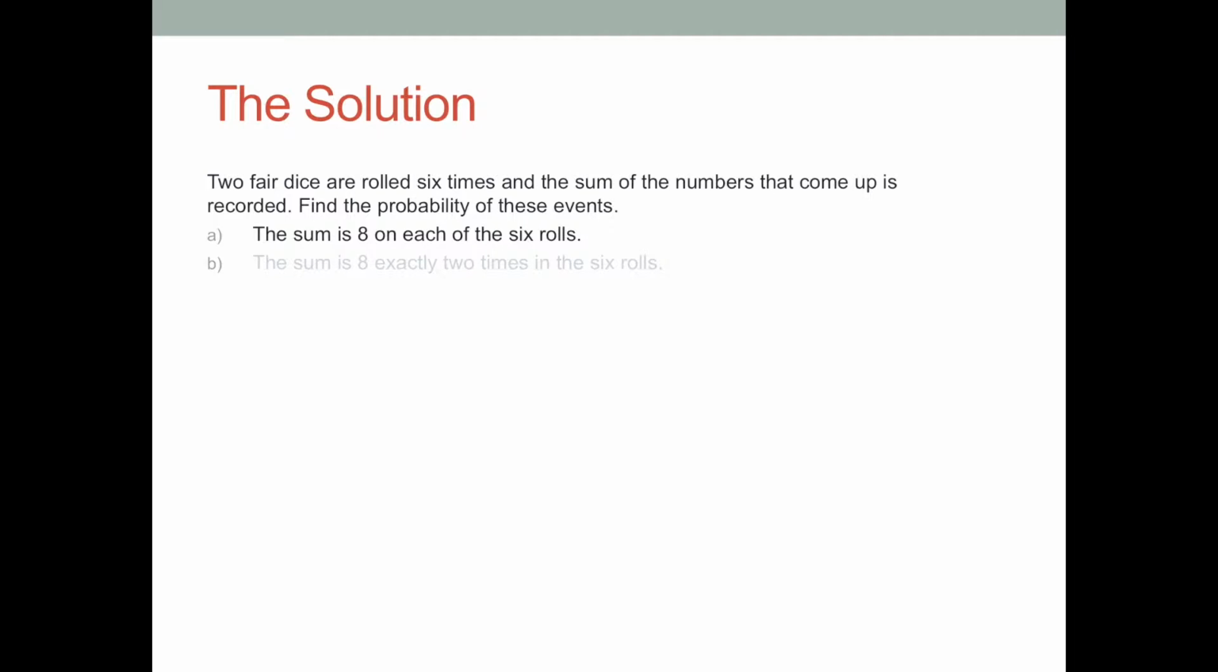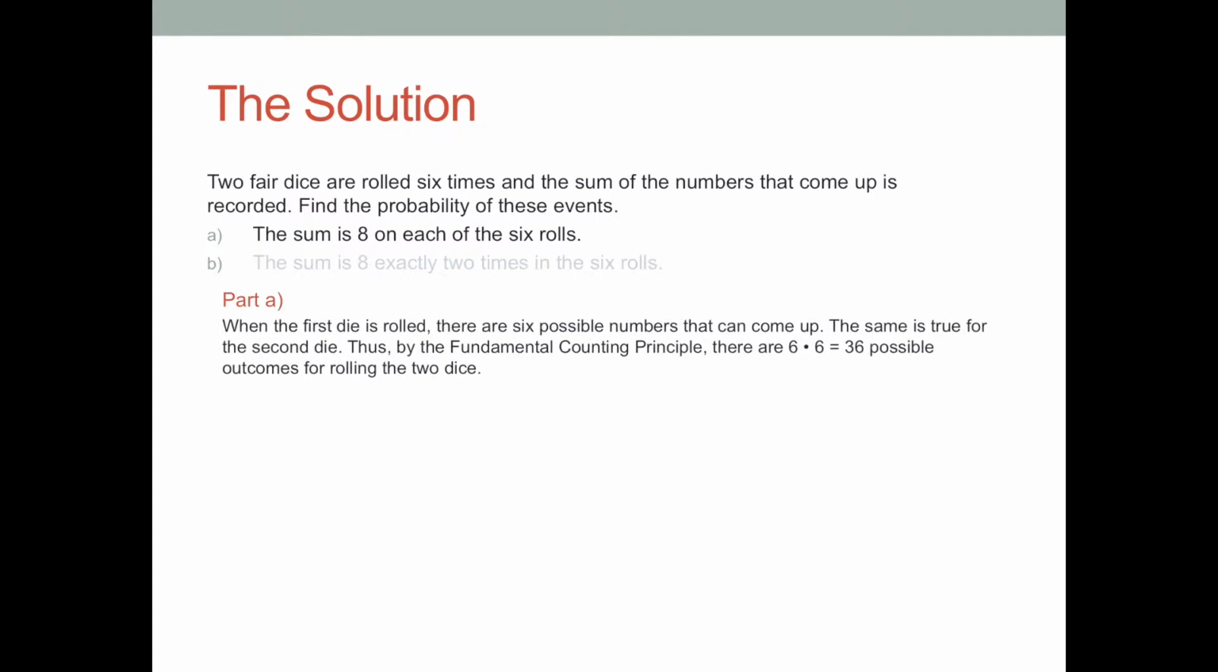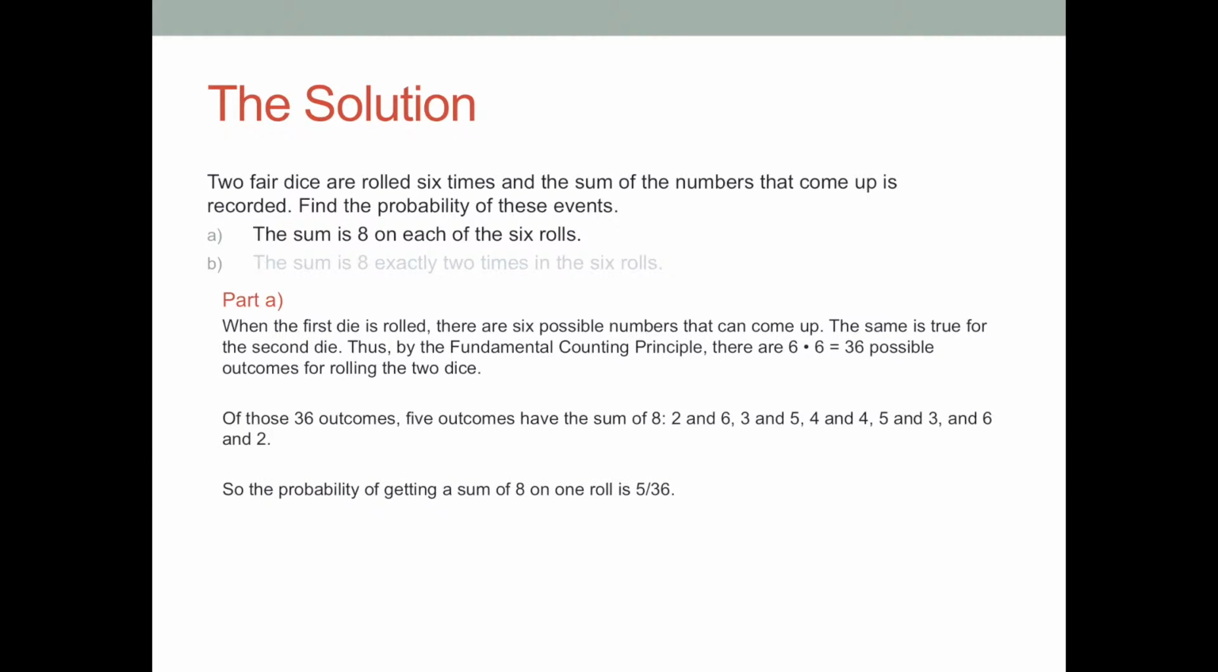When the first die is rolled, there are 6 possible numbers that can come up. The same is true for the second die. Thus, by the fundamental counting principle, there are 6 times 6, or 36, possible outcomes for rolling the 2 dice. Of those 36 outcomes, 5 outcomes have the sum of 8: 2 and 6, 3 and 5, 4 and 4, 5 and 3, and 6 and 2. So the probability of getting a sum of 8 on one roll is 5/36. Since the rolls are independent, multiply to find the probability that the sum is 8 for all 6 rolls.